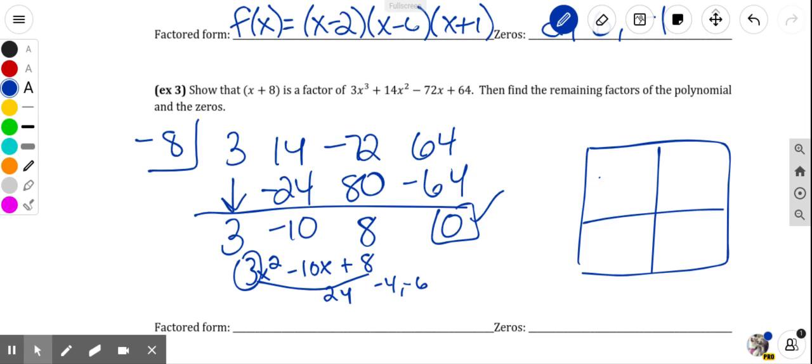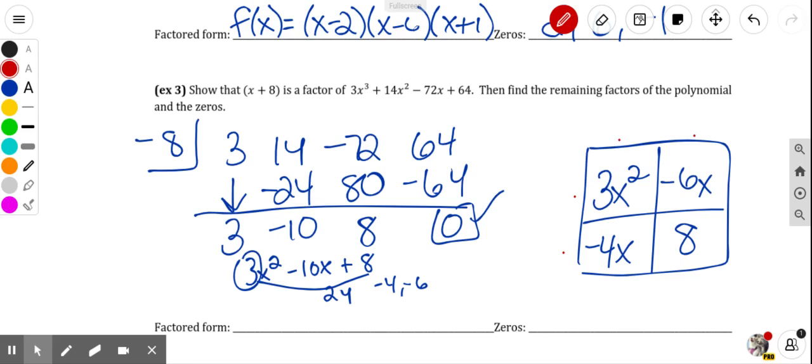Your first term, 3x squared, goes in the top left. Your last term, 8, goes in the bottom right. Then you take your negative 4 and your negative 6, and you put them in those boxes, and you throw an x next to it. Then you identify the GCF of each column and each row, and you write them where I put those dots.